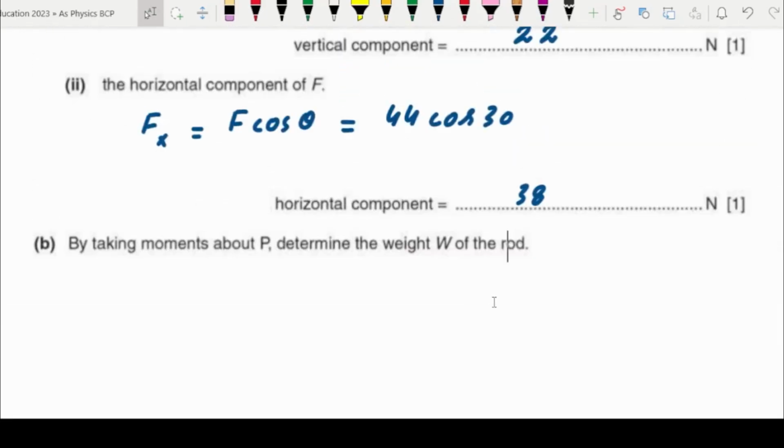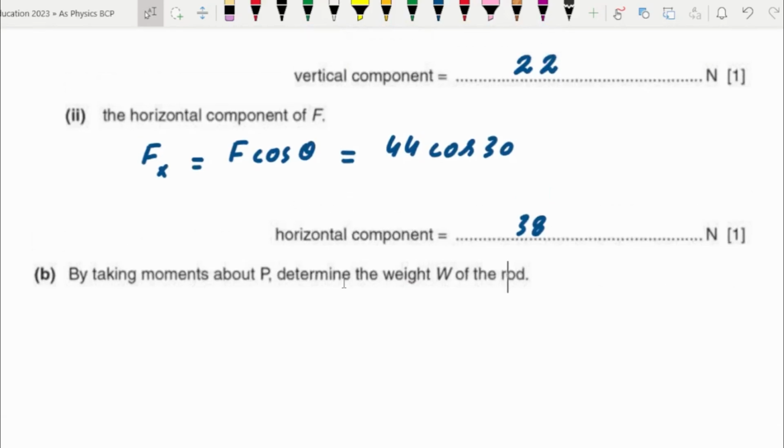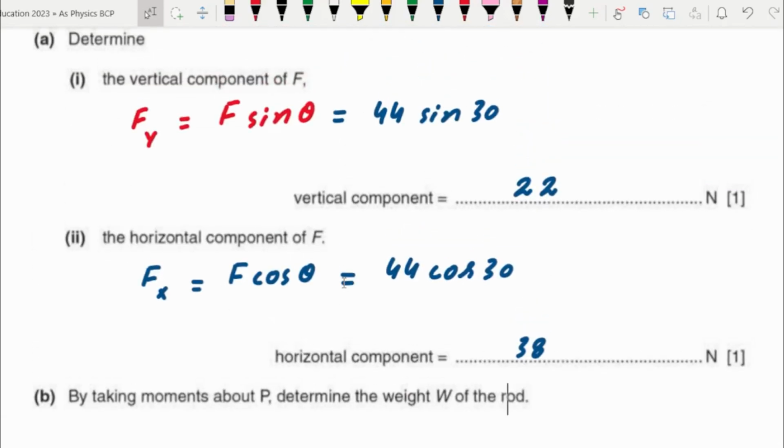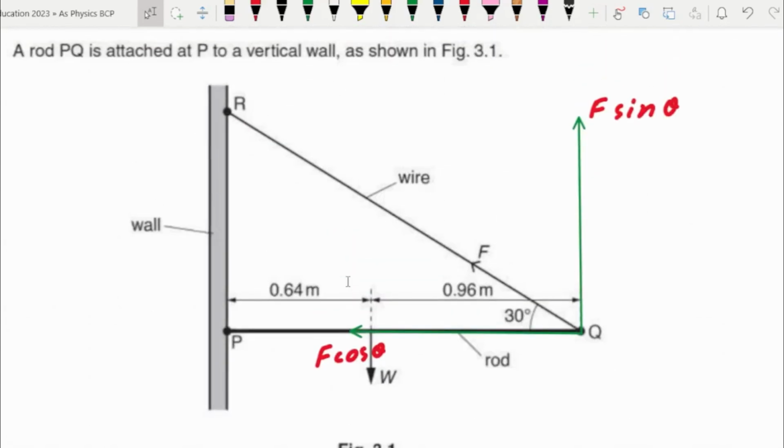Then you have the next part. By taking moments about point P, determine the weight of the rod. So we need to find the weight of the rod, and the pivot is point P. So let's go to the diagram first. This is your pivot, about which we need to apply the principle of moments. And we have chosen the pivot as well.